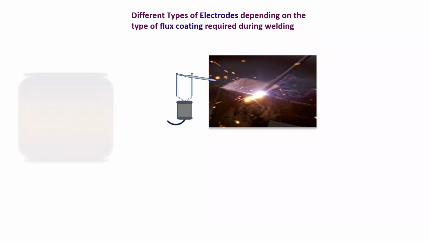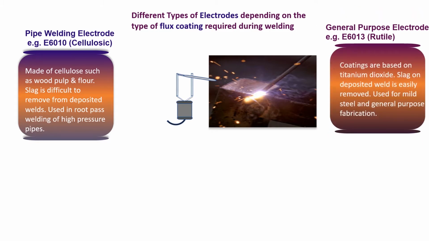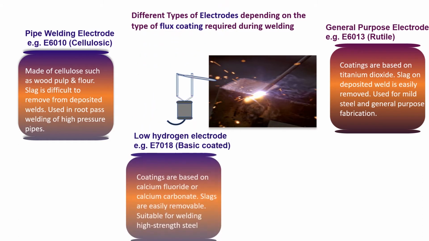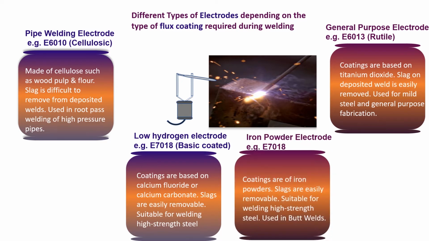Different types of electrodes. Pipe welding electrode, made of cellulose such as wood pulp and flour. General purpose electrode. Coatings are based on titanium dioxide. Low hydrogen electrode. Coatings are based on calcium fluoride and calcium carbonate. Iron powder electrode. Coatings are of iron powder.